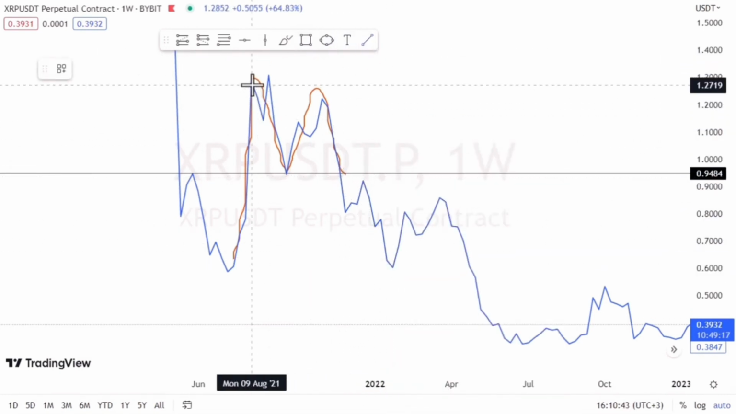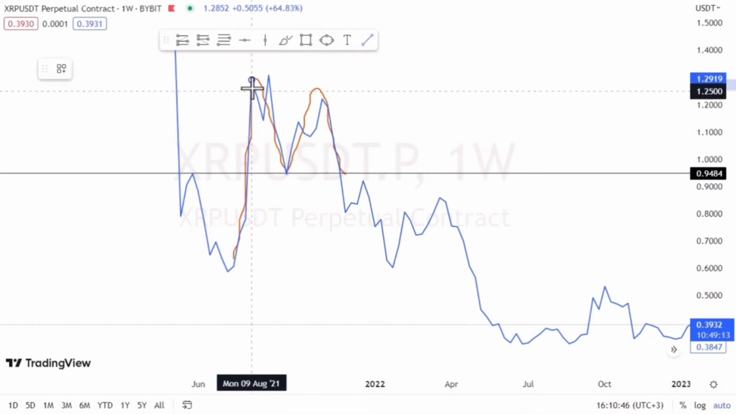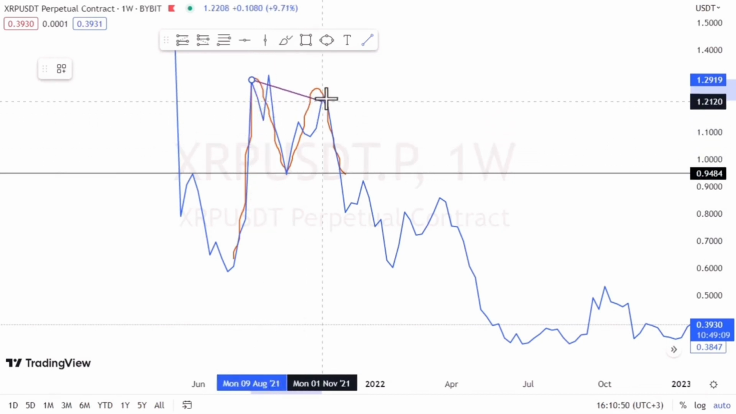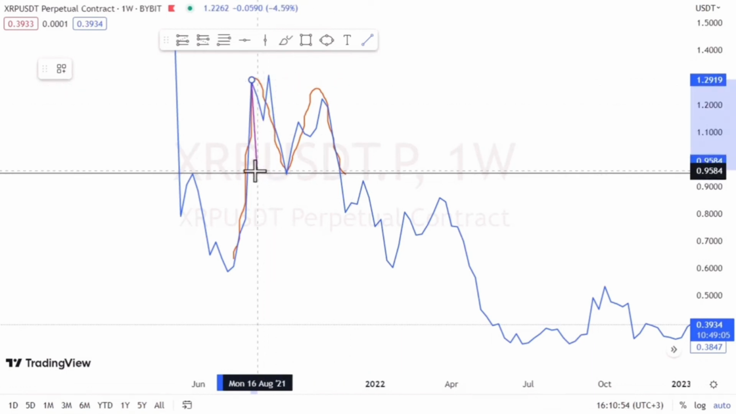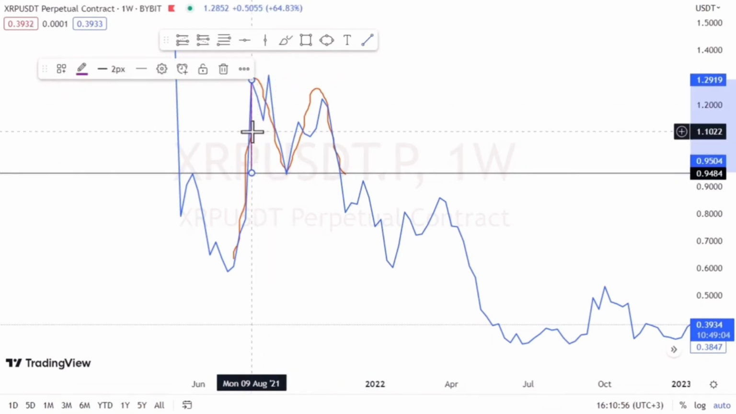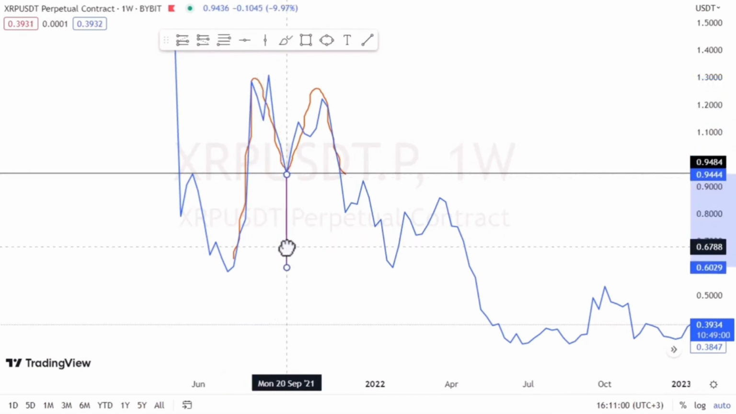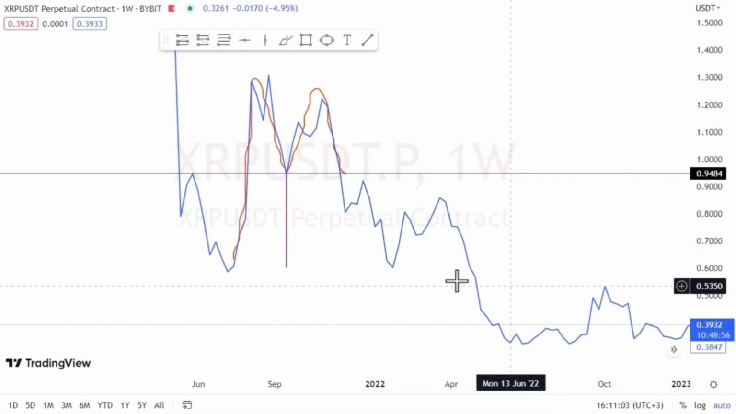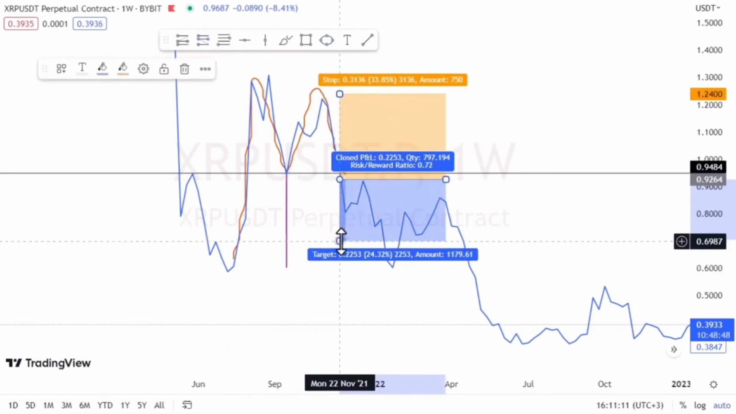Because sometimes they are not at the same level. But it is not really that important. We just determine the distance from the top to the neckline, and then we put it here on the neckline, and the price at least goes this amount down. So let's take a short position here and see if the price goes that way and hits our target.